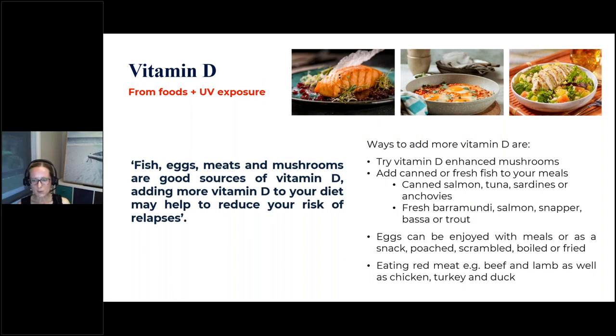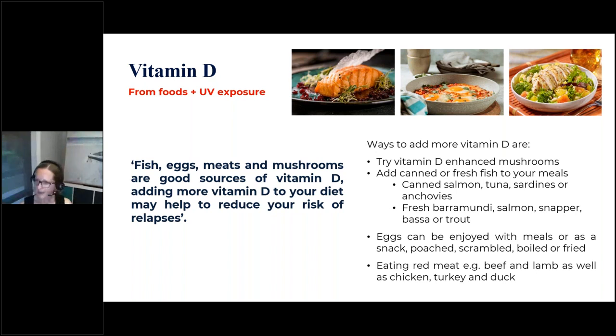Now, some of the more common sources of vitamin D in our food supply are our oily fish. So you can see on the screen our canned salmon or tuna, or even our fresh salmon or tuna, sardines, anchovies, our barramundi, salmon, snapper. All those different fish types definitely have vitamin D in them. Our eggs also have vitamin D in them, and our red meat has vitamin D. Less so for our chicken and turkey. Definitely still some coming through.